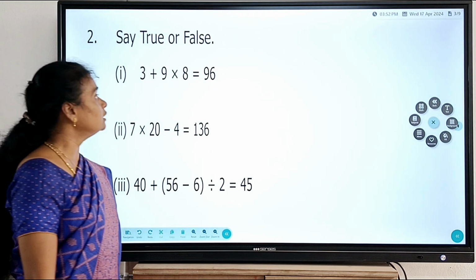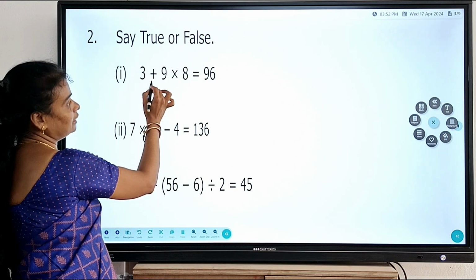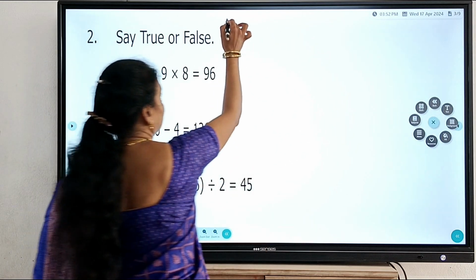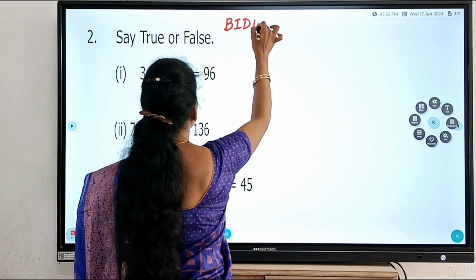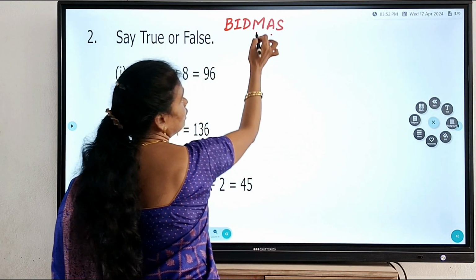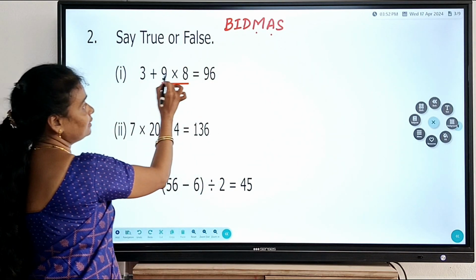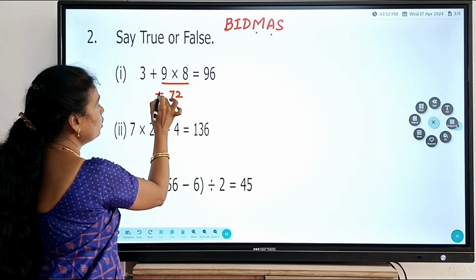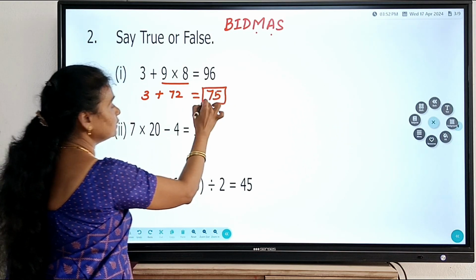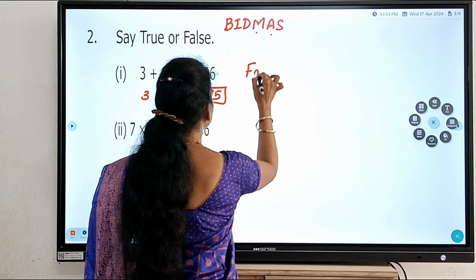Now say true or false: 3 plus 9 into 8 equal to 96. Now we can see two symbols here, addition and multiplication. What has to be solved first? According to BIDMAS, we have addition and multiplication, so multiplication comes first. What is 9 eights? 9 eights are 72 plus this 3. So 3 plus 72 is 75, which will be the right answer. But in the statement it is given as 96 and hence the answer is false.